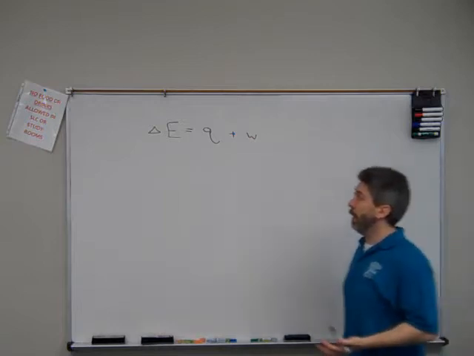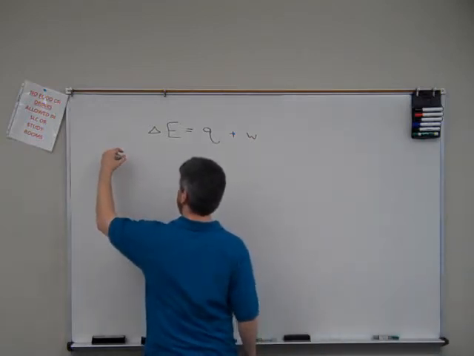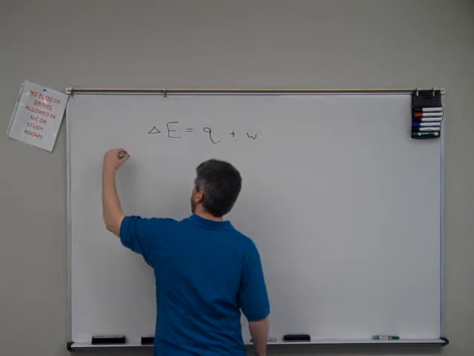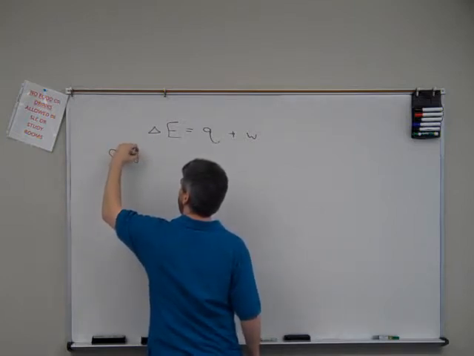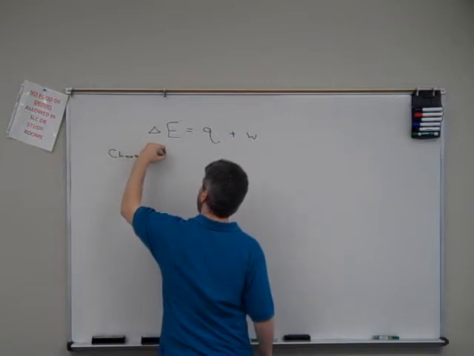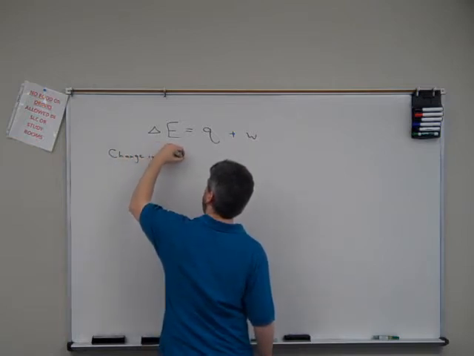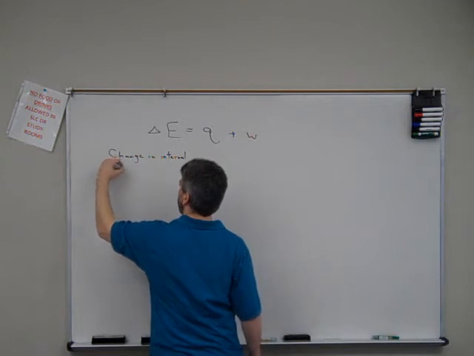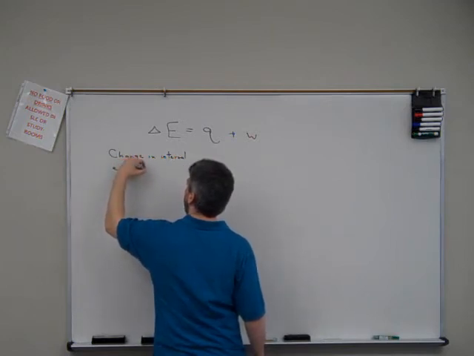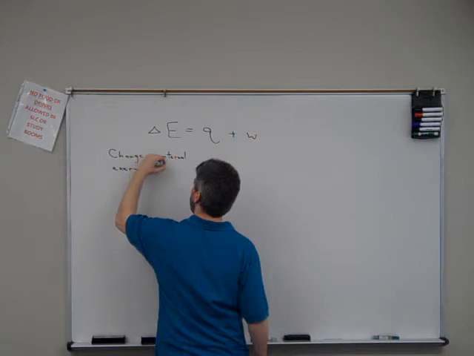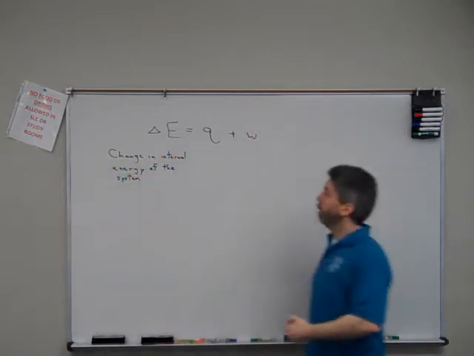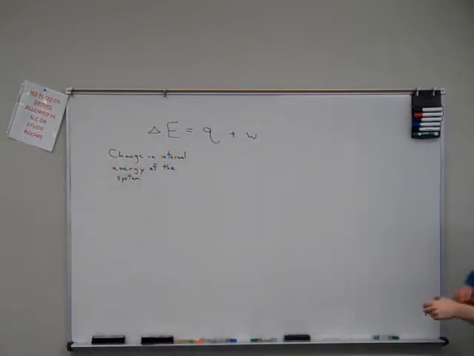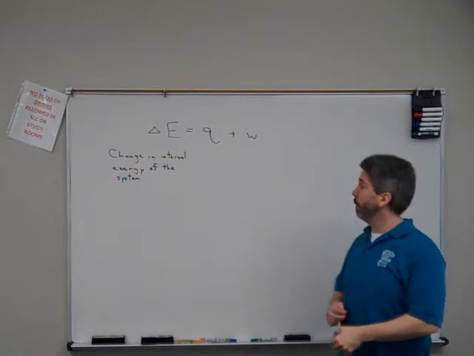So the change in internal energy of the system, so E is internal energy, and delta always means change. So this is the change in internal energy of the system. Okay. So the change in internal energy of the system is equal to Q plus W.